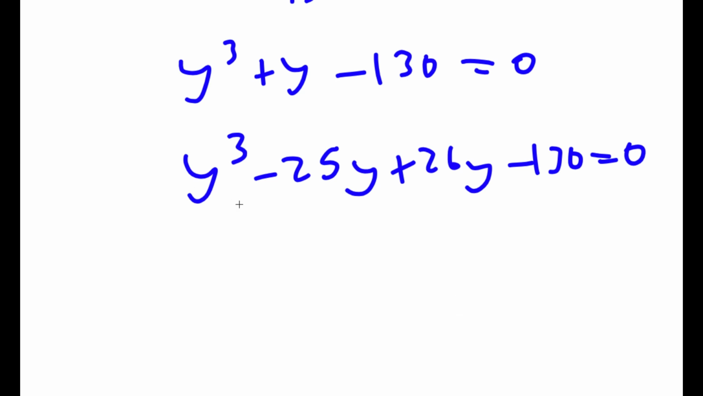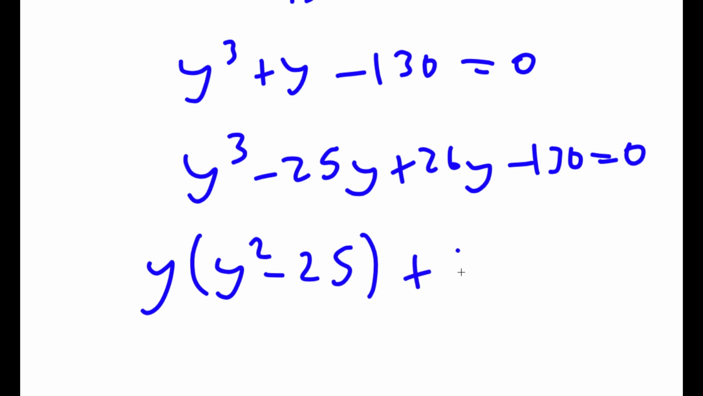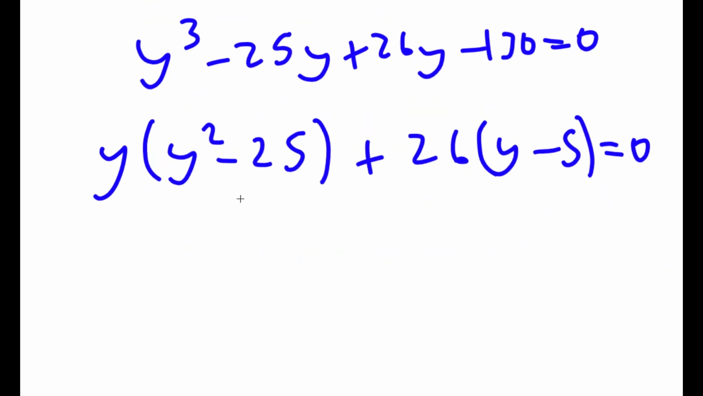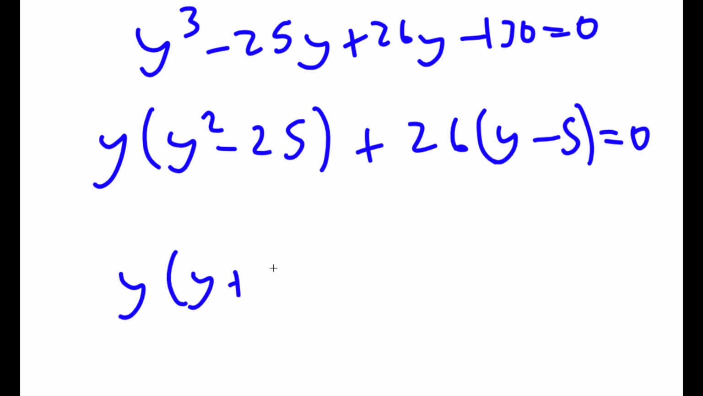And now y to the power of 3 minus 25y, the greatest common factor is y. So I get y times y squared minus 25 plus 26y minus 130, the greatest common factor is 26, so I get 26 times y minus 5 is equal to 0. And y squared minus 25, that's the same thing as y plus 5 times y minus 5.